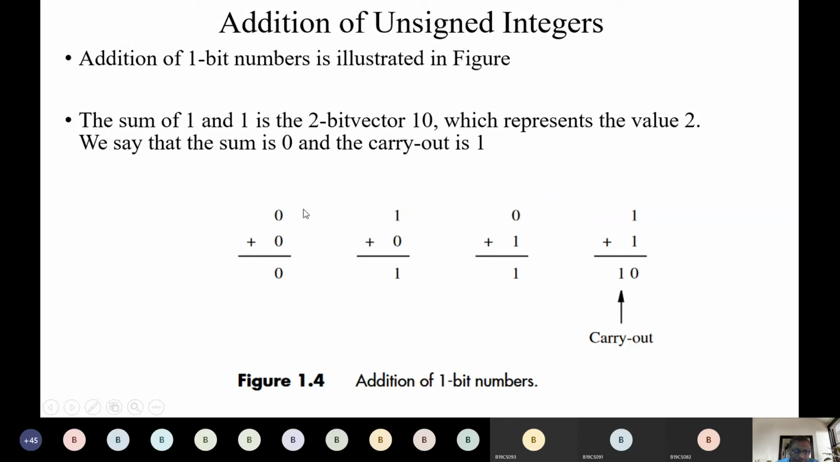You can see these are sample additions. You already know 0 plus 0 is 0. When you add 1 plus 0, it's 1. 0 plus 1 is 1, and 1 plus 1 is written as 10. And remember, this 1 is the carry out. We call this 1 the carry out. These are terminology you need to remember.